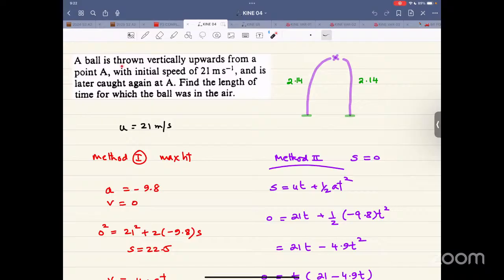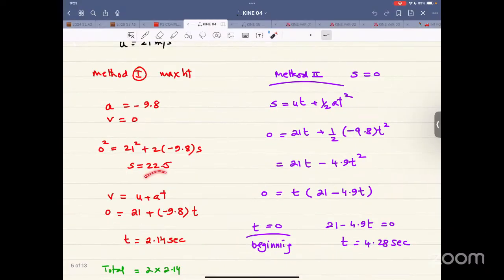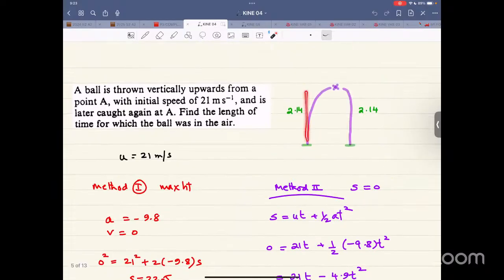Now it says, a ball is thrown vertically up from a point with an initial speed of 21 and is later caught again at A. So it's gone up, and it's caught again at A. Find the length of time for which the ball is in the air. There are two ways of doing it. We will take acceleration as negative g. Final velocity is 0. When it reaches maximum height, it slows down and stops momentarily. We find the distance, and the time taken to reach is 2.14 seconds. The time to go up should be the same as the time to come down, because it's the same acceleration which speeds it up and slows it down.